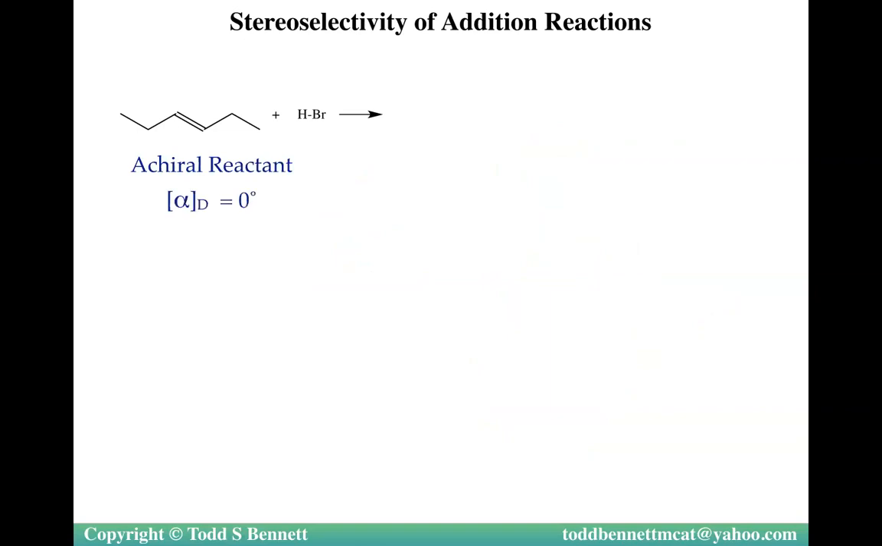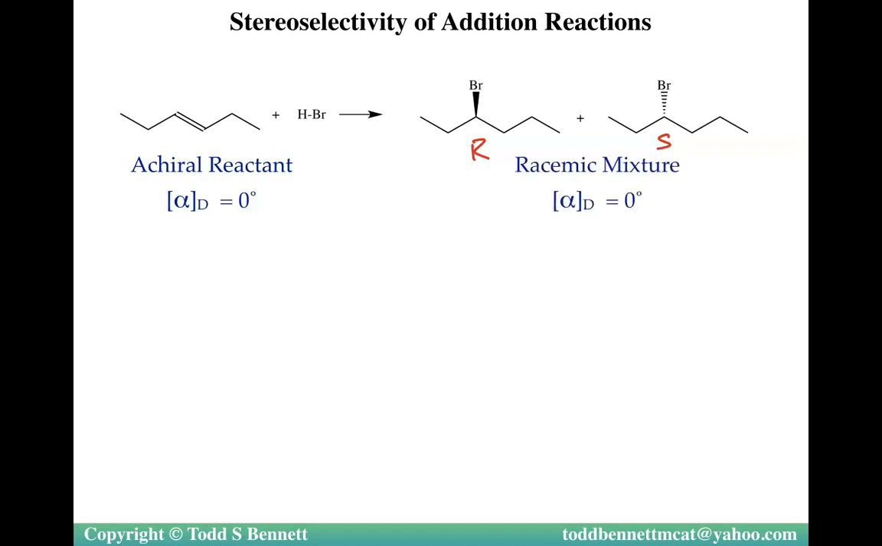But an achiral reactant is going to get a racemic mixture. You're going to get an R and an S. So again, this one is my R when attacked from on top. This is my S when it attacked from on bottom. You get a 50-50 mixture, so it stays racemic, or it stays optically inactive, I should say, because it's racemic.